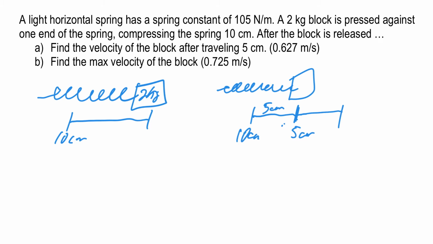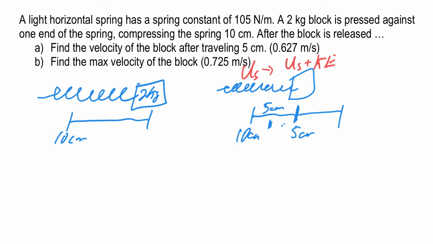But if they said it compressed 3 centimeters, then you would want to look at this point right here, the 7 centimeter mark. Anyway, we made it easy. It's exactly at that halfway mark, and they want to know the velocity there. The key for this is conservation of energy. Way back here it's all spring potential. As it starts moving, that spring potential is turning into kinetic. But it's not all kinetic. Right here we have both kinetic and potential energy.